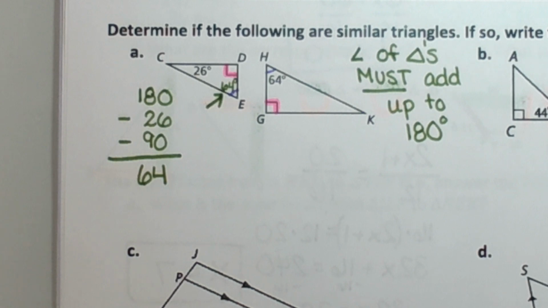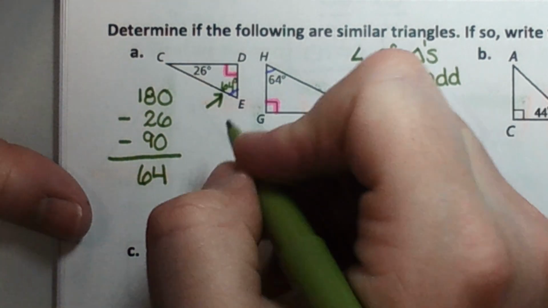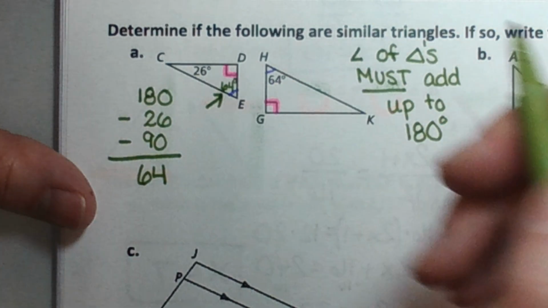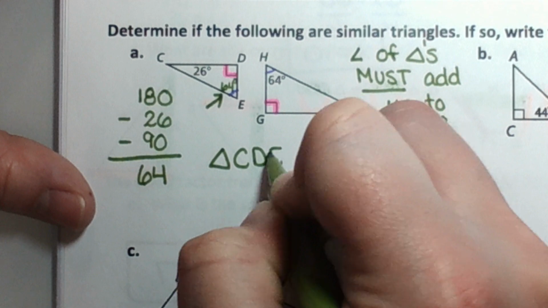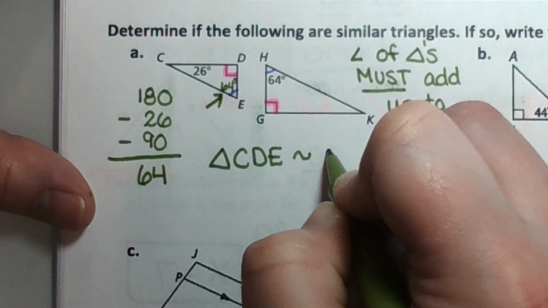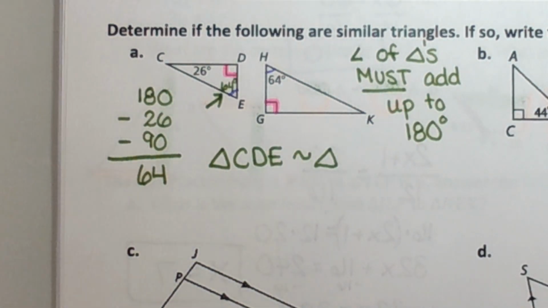How many pairs of congruent angles do I have? 2 pairs. Is that enough to say triangles are similar? Yes. So I write my similarity statement. I'm going to call the first triangle CDE. Remember, when naming a triangle, you put the triangle symbol, and then the 3 letters correspond to its vertices. Doesn't matter the order as long as you're going around the shape to get to them, which in a triangle is the only option.